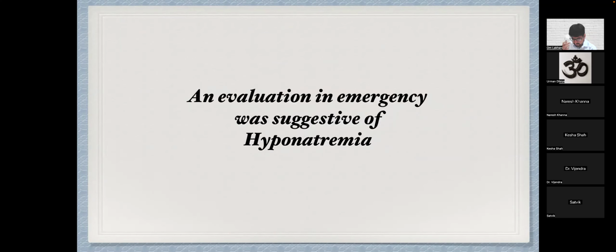Let's see this case. In emergency, the patient presented with hyponatremia. Again, I'm repeating, hyponatremia and hypoglycemia are very important clinical signs and symptoms of adrenal insufficiency and should not be missed. So a patient with unexplained hyponatremia, unexplained hypoglycemia, think of adrenal insufficiency.